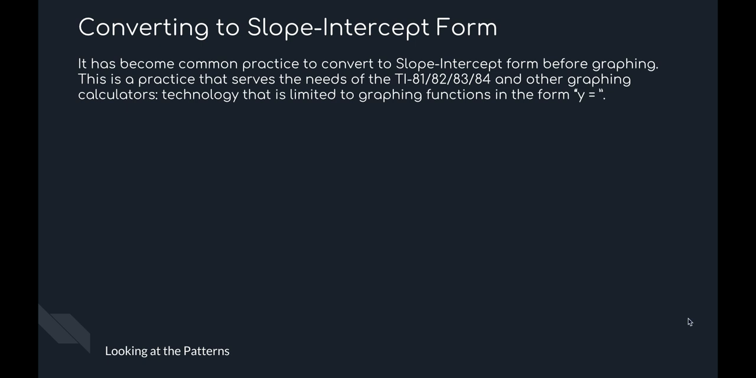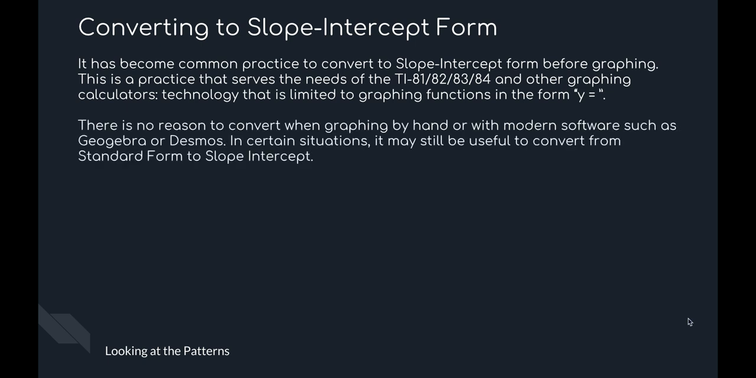By determining the intercepts, we'll have our line. So there's no reason to convert when graphing by hand or with modern software such as GeoGebra or Desmos, but it's still useful in certain situations. And so it's still a valuable skill to have students convert from standard form to slope-intercept form. So let's look at some ways of doing this.